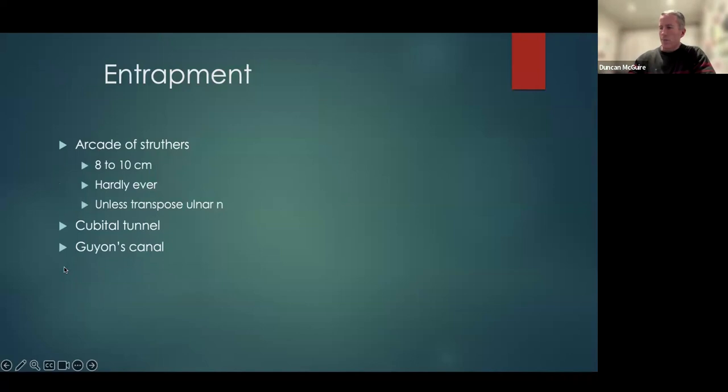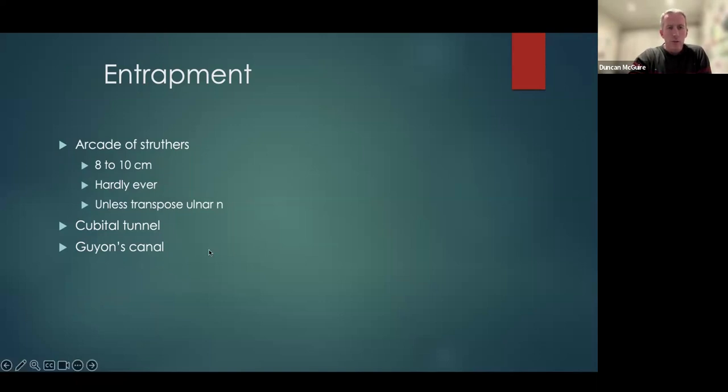All right, so we'll go to entrapment of the ulnar nerve now. It can be entrapped in really three places. The first is the arcade of Struthers, which is where the ulnar nerve passes through the intermuscular septum, going from the anterior to the posterior compartment in the upper arm. It's about 8 to 10 centimeters proximal to the cubital tunnel, but it's very, very rare. I've personally never seen that as the cause of the constriction.